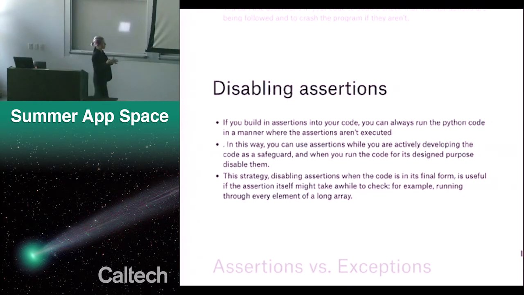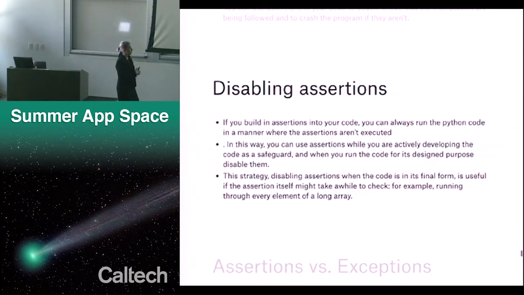If you build assertions into your code, you can always run the Python code in a manner where the assertions aren't executed. In this way, you can use your assertions while you're actively working on the code as a safeguard, and when you run the code for its design purpose, disable them. And the reason why people often do this is that when the code is in its final form, the assertion might sometimes take a while to actually check.